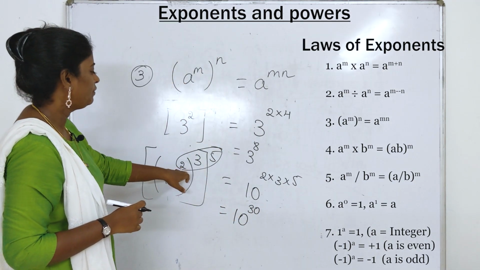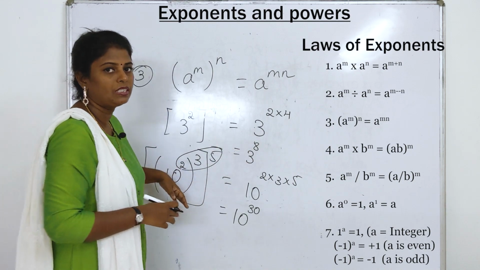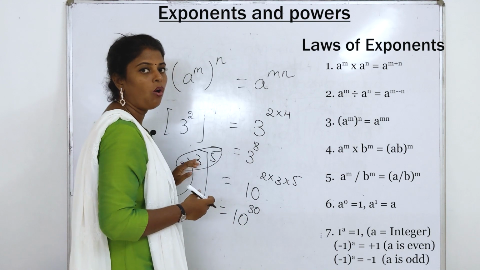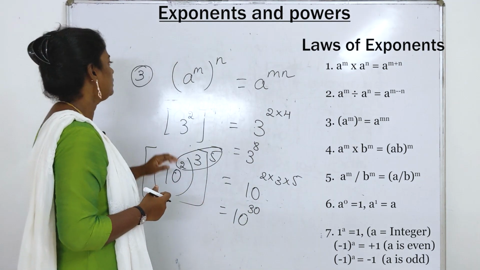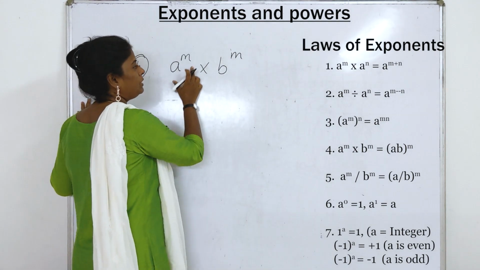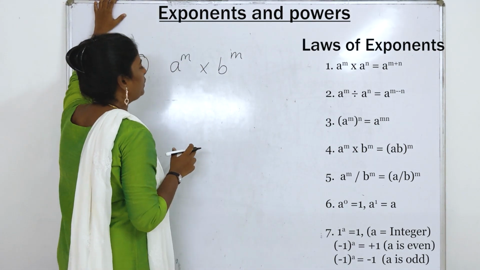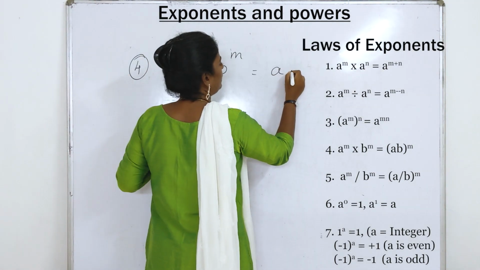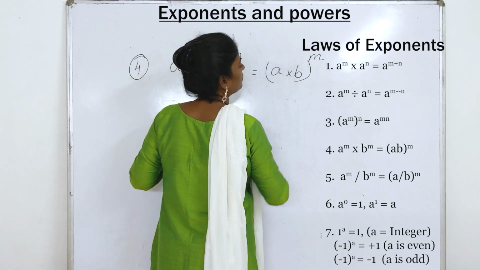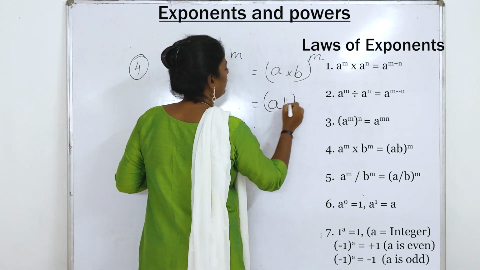So wherever it is 4 numbers or 5 numbers or 7 numbers, whatever powers are given, just write only the base and multiply all the powers. So this is the third law. The fourth law is a power m into b power m, which is equal to a into b to the power m. That is (ab) to the power m.